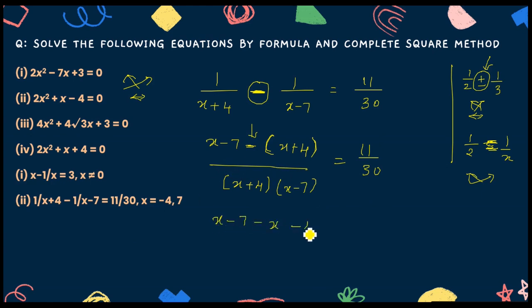So what will happen to the numerator now? x minus 7, open the bracket, minus x minus 4. See, that's the reason why you should introduce a bracket. This was plus. If you write it directly, then you may leave it as it is. So these two, let's multiply.